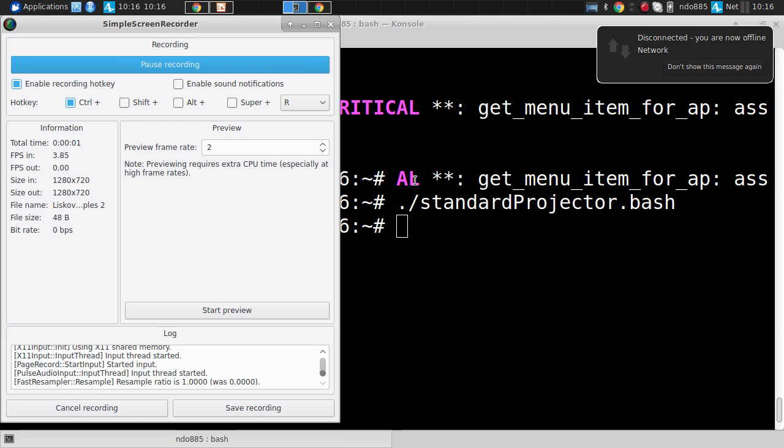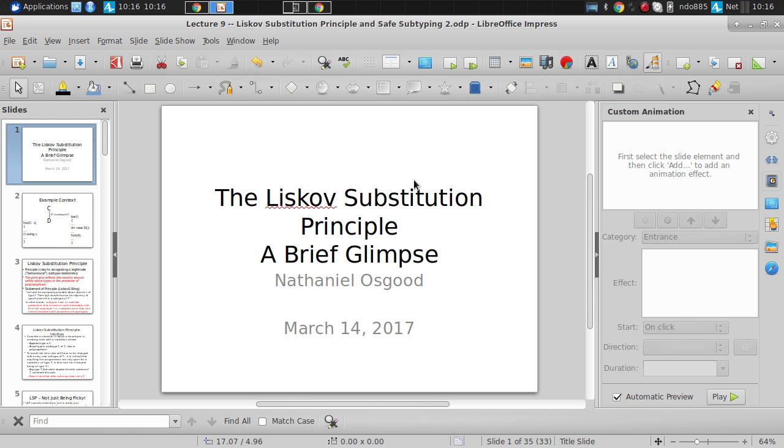For various sort of monitor contexts, various sort of external screens.